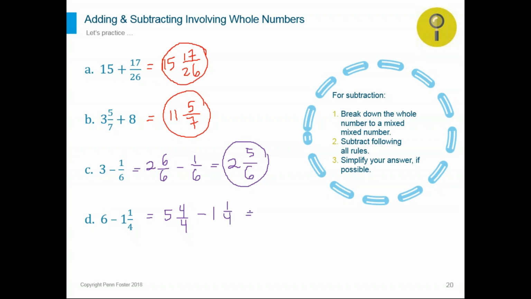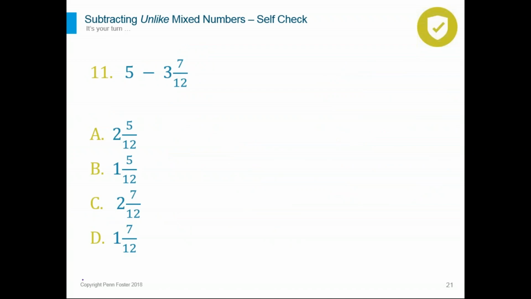Again, I have common denominators. 5 minus 1 is a 4. 4 minus 1 is doable, then it's a 3, and then the 4 will stay, and this is your final answer. That's it. Self-check question.